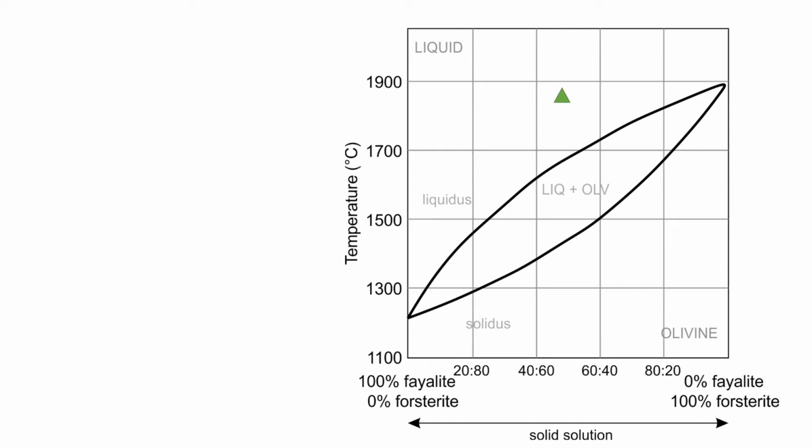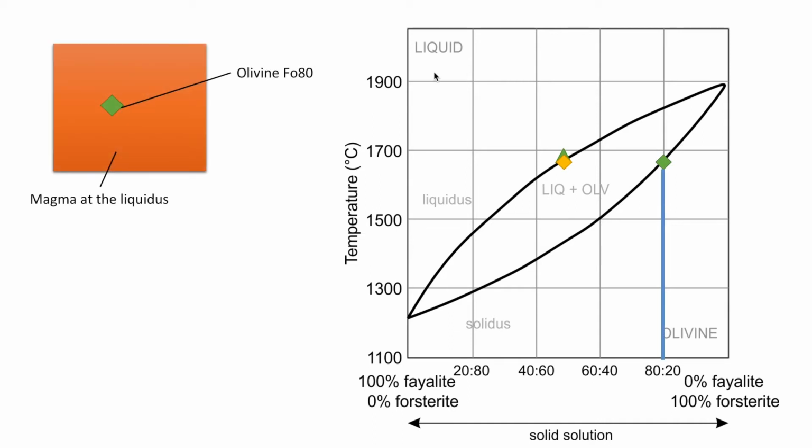If we envisage a point here, this is now sitting in a divariant field if we think back to Gibbs phase rule. So that means I'm going to have to define the temperature and the composition to know exactly where our system is. So let's say around 1850 degrees Celsius, and here maybe around 51% forsterite, 49% fayalite, something like this. As we cool the system, we're going to hit our liquidus, and when we hit the liquidus, we're going to crystallize our first olivine grain.